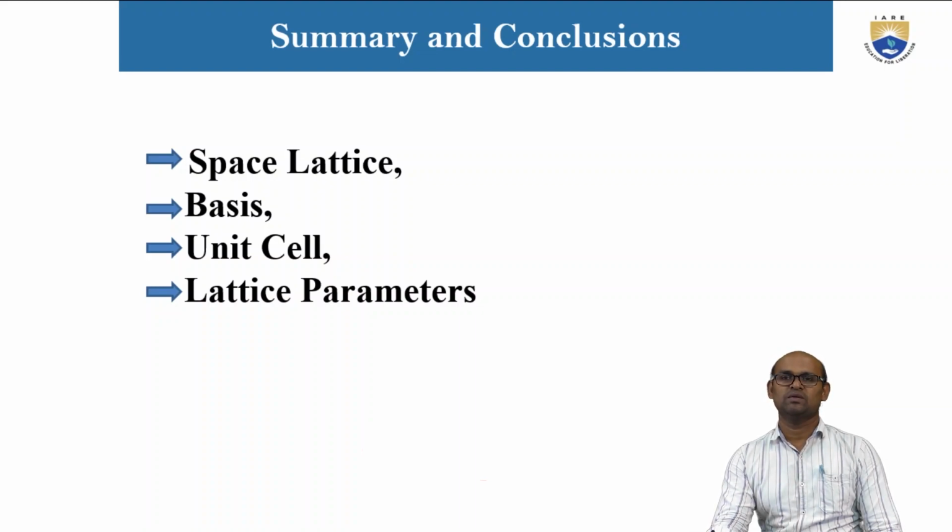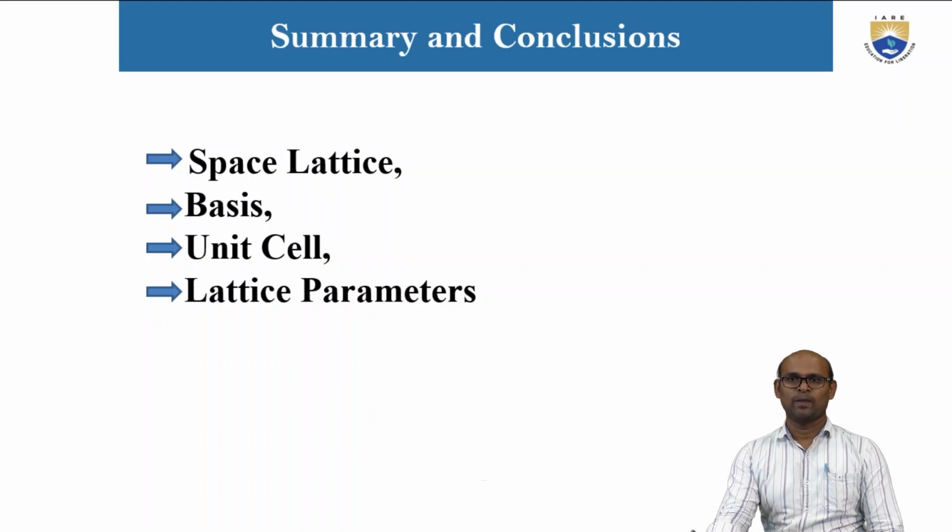Then we have discussed basis. Basis is nothing but a single atom or a group of atoms that are attached to each lattice point. So lattice plus basis will give us the crystal structure. Okay. So then we have discussed about unit cell. Because of the inherent periodicity of this lattice or crystal, you can define a smallest geometrical unit, which is called as unit cell. By repeating the smallest geometrical unit in space, you are going to generate the crystal structure.